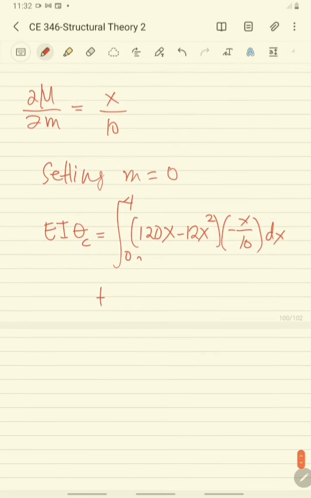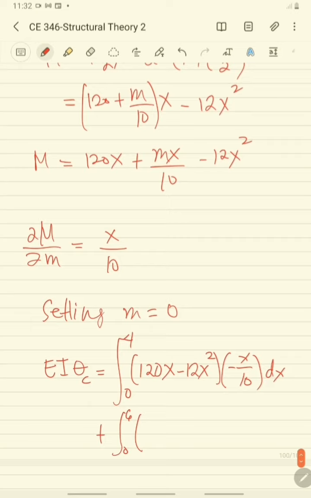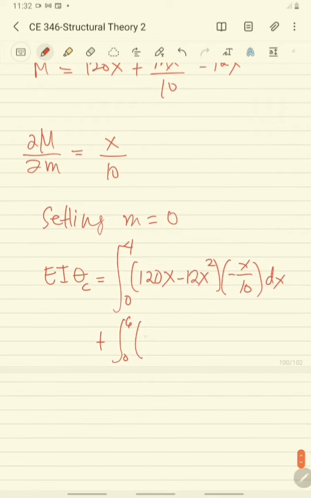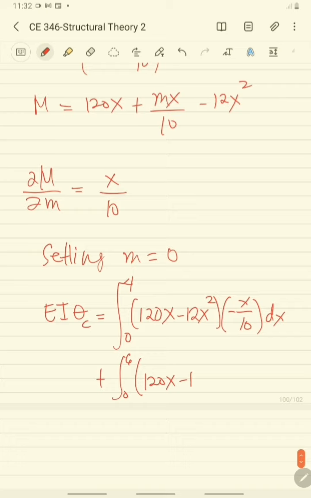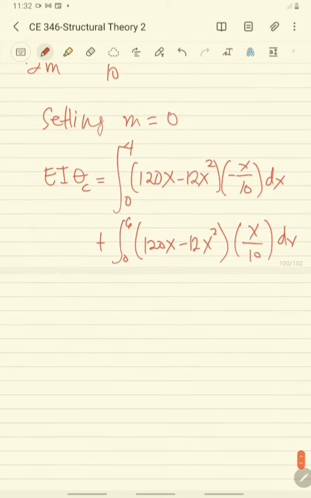Then you have to add the integral from 0 to 6, that is from B to C. So the moment is 120x plus mx over 10 minus 12x squared. So m is equal to 0, what is left is 120x minus 12x squared. So the partial derivative of the moment over the partial derivative of the couple moment is equal to x over 10 dx. So we have to simplify this one. So our equation will be written like this.